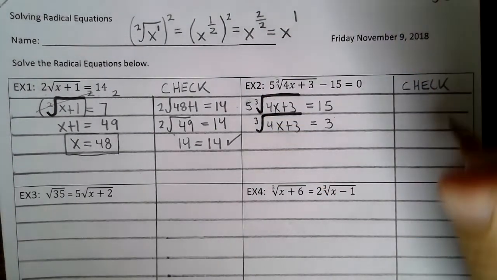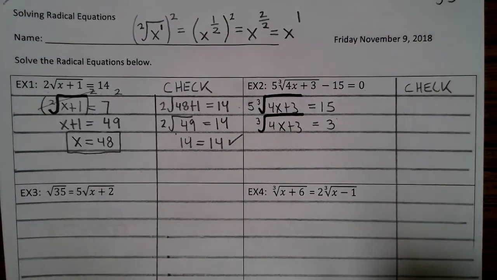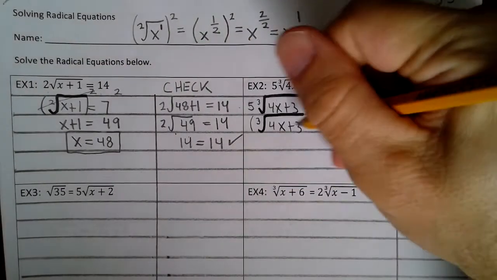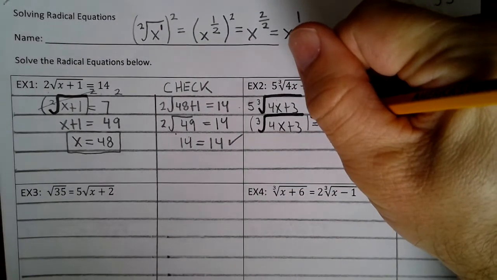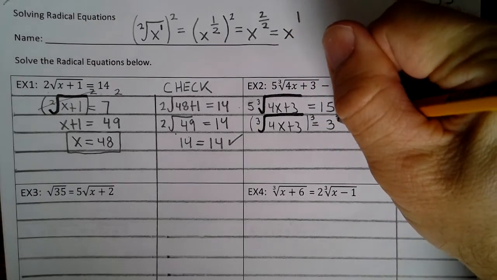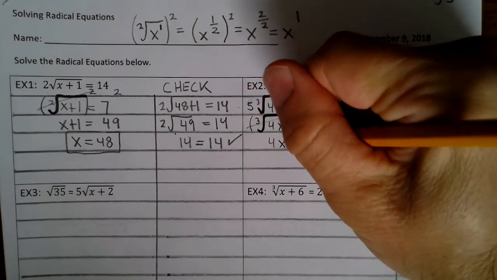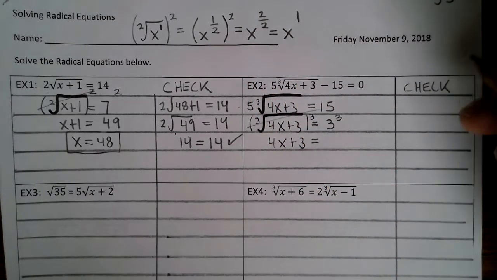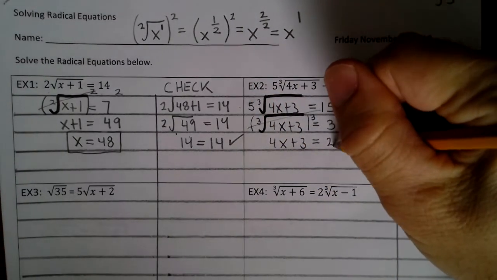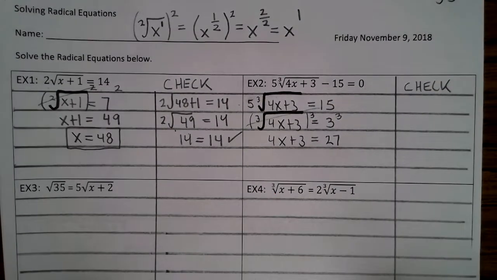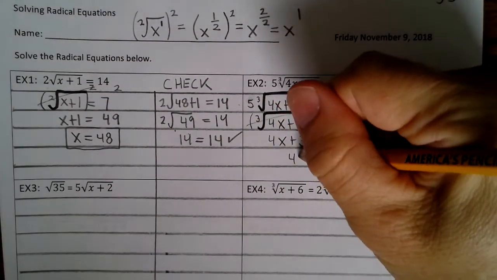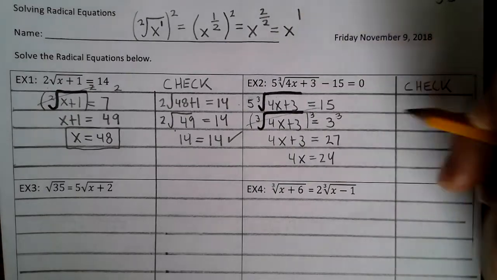Now you raise both sides to the power of the index, which is 3. This becomes power of 1, so you get 4x plus 3 equals 3 cubed is 27. Now you subtract 3 from both sides, so you get 4x equals 24. Divide both sides by 4, x equals 6.